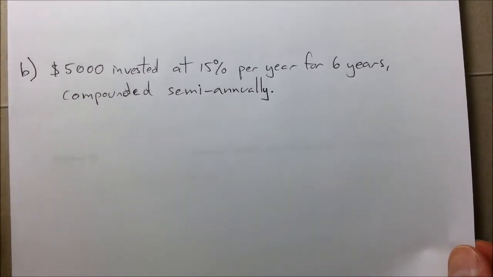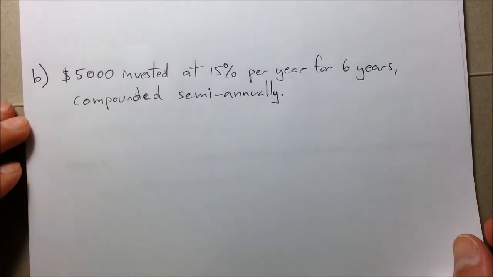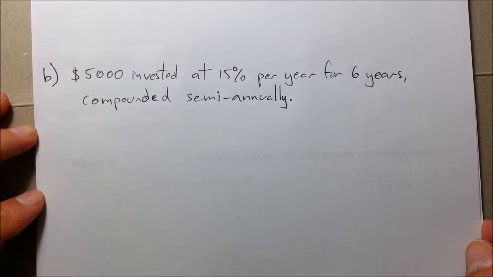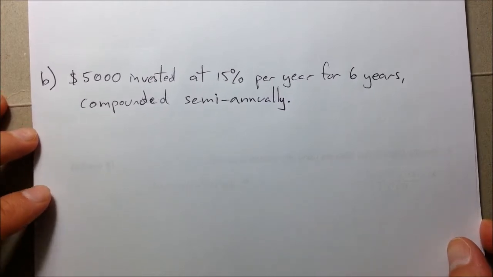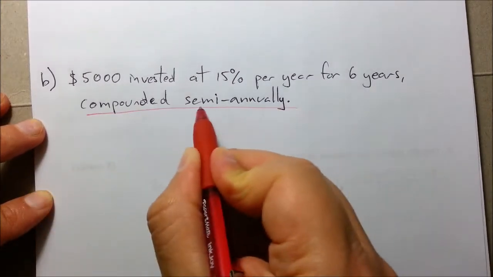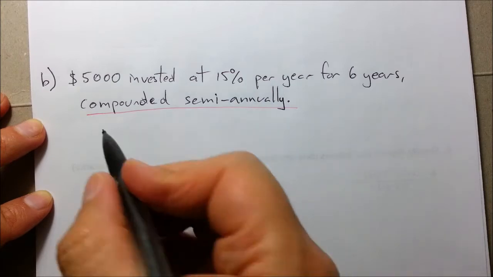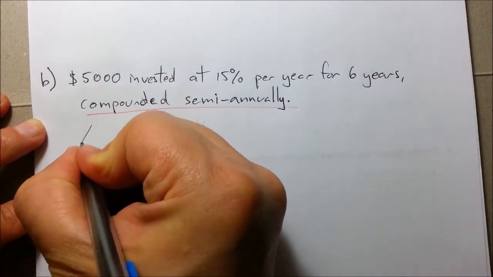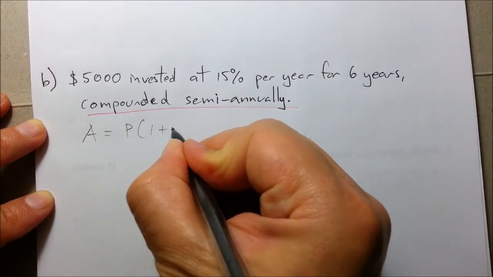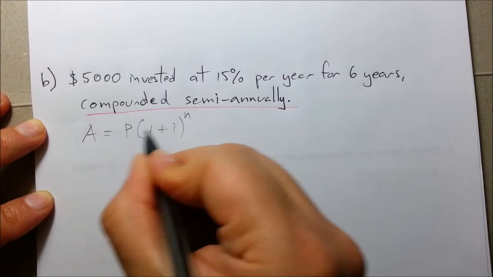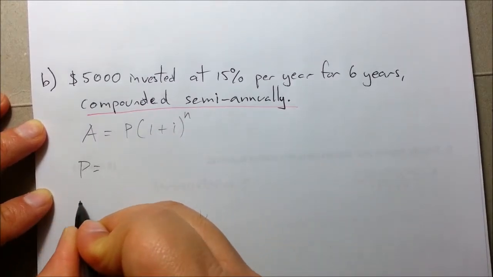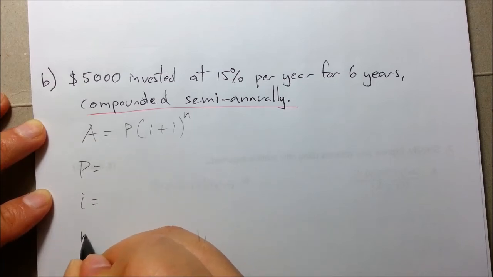Example B, and that says $5,000 is invested at 15% per year for 6 years, compounded semi-annually. Once again, have that handy, but semi-annually means twice a year. So let's keep that in mind. First, I'm going to write this down as a reference, since we know it's a compound interest problem. So we have to use the compound interest formula. And let's collect our data. What's P, what's I, and what is n going to be?